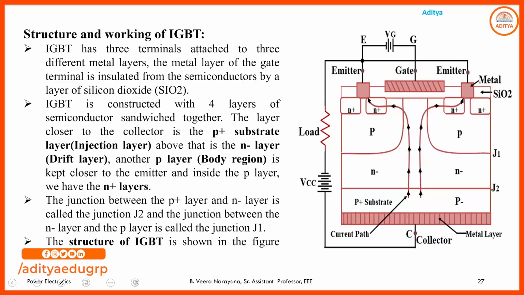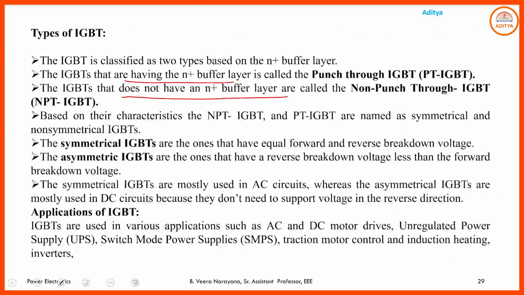If between this N minus layer and this P layer you have the buffer layer, then those IGBTs are called punch through IGBTs or asymmetrical IGBTs. And if you don't have the buffer layer in the structure of the IGBT, those are called non-punch through IGBTs or symmetrical IGBTs.